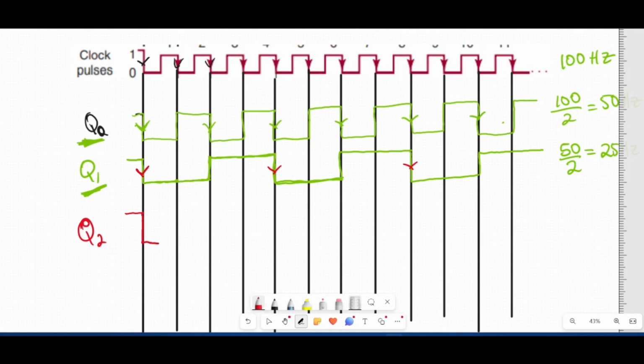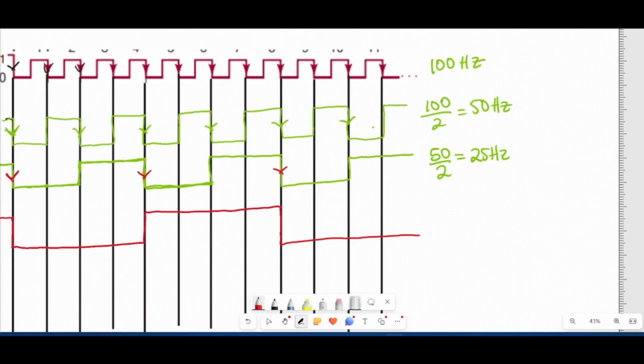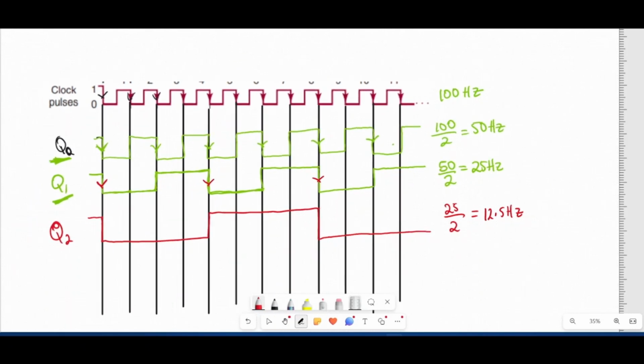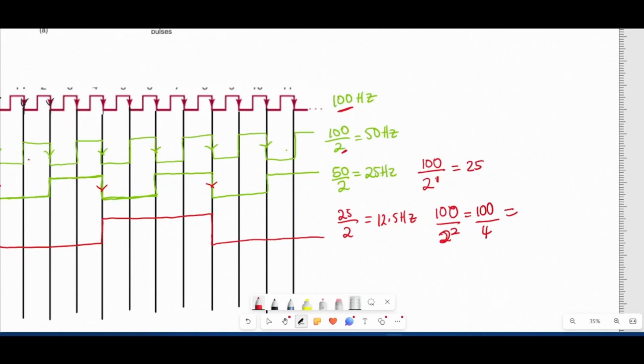We're going to toggle till we reach our next NGT. Now at this point, we're going to toggle Q2 again till we reach our next NGT. At this point, we're going to toggle till there's no other NGT left. So from the diagram, we can see that the frequency has been divided again by 2, which is 12.5 Hz. So this is the application of flip-flops in frequency division.